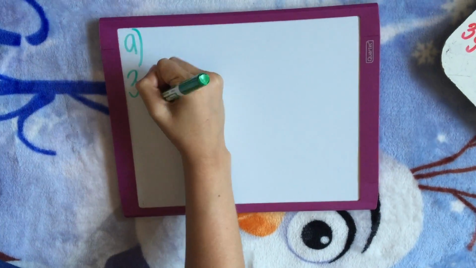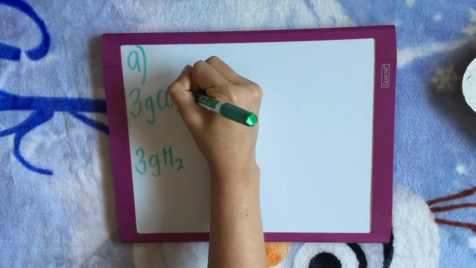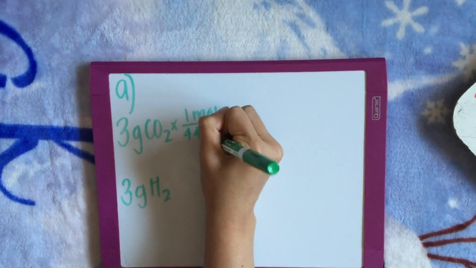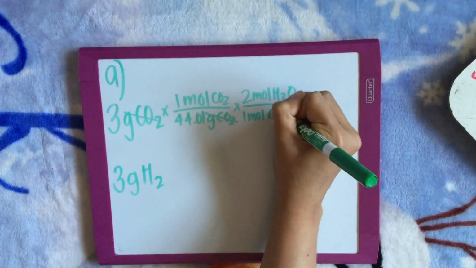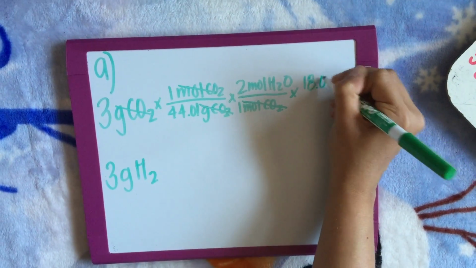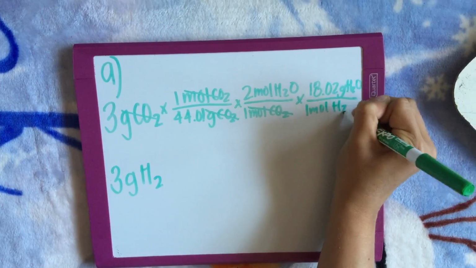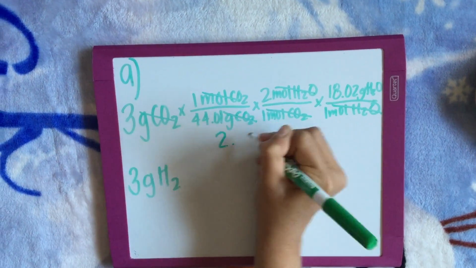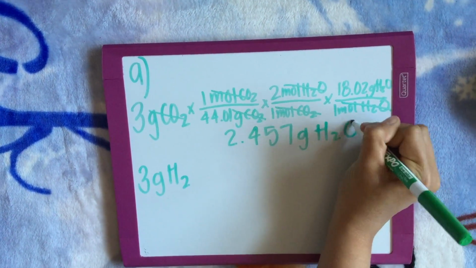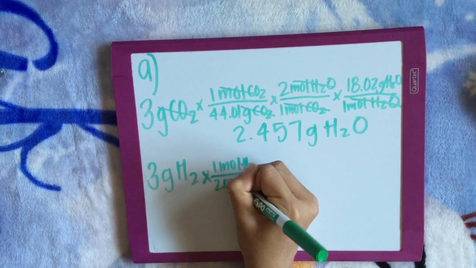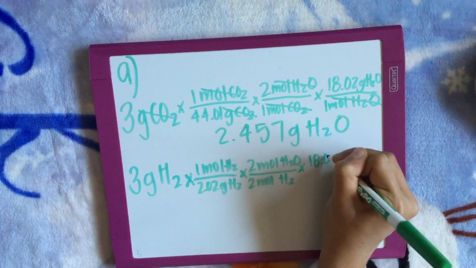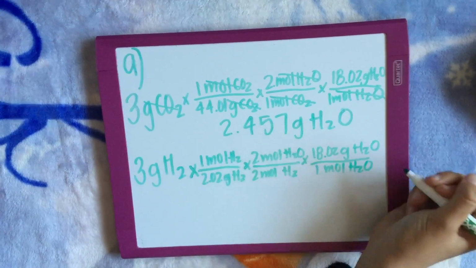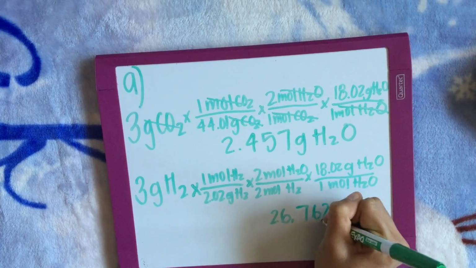For A, first you want to set up 2 different equations to convert the grams of each substance to grams of H2O. For this, we would simply do just as we did in the first example, using mole ratios and molar masses. When you solve this, you end up with 2.457 grams of H2O produced from 3 grams of CO2 and 26.76 grams of H2O produced from 3 grams of H2.